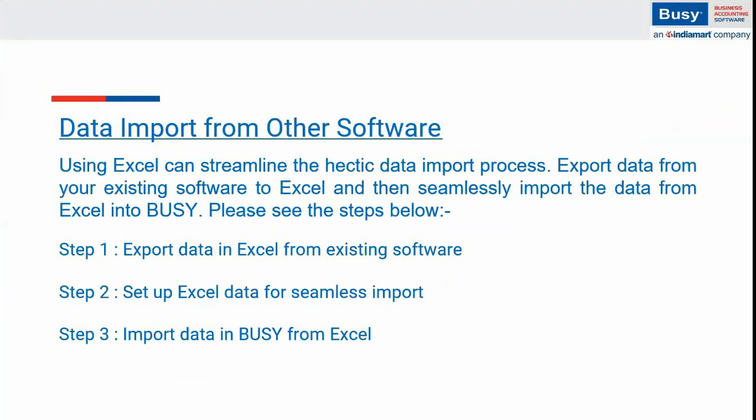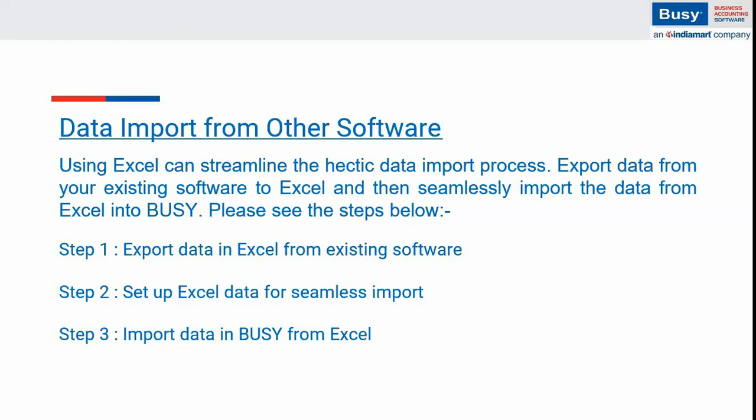Next, data import from other software. Now move to another situation, data import from other software. So using Excel can streamline the hectic data import process: export data from your existing software to Excel, and then seamlessly import the data from Excel into Busy. So the steps are: step one is you have to export data in Excel from the existing software, step two is you have to fine tune the Excel file, set up the Excel data for seamless import, and step three is you have to import the data from Excel into Busy software.